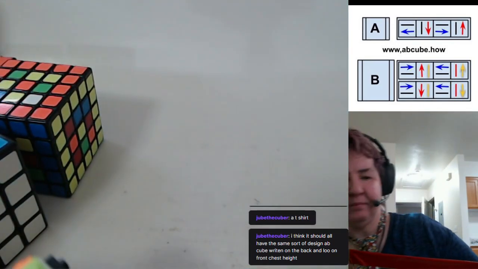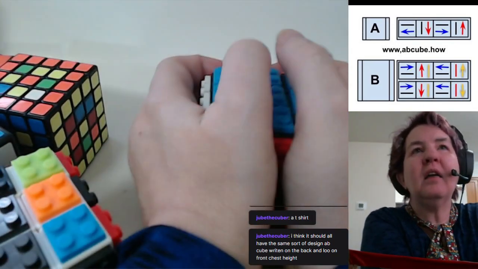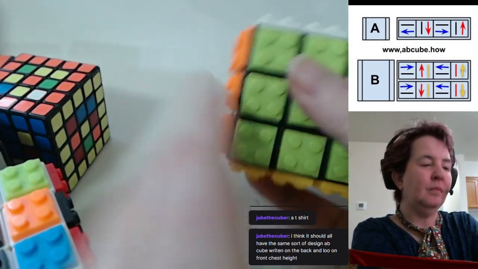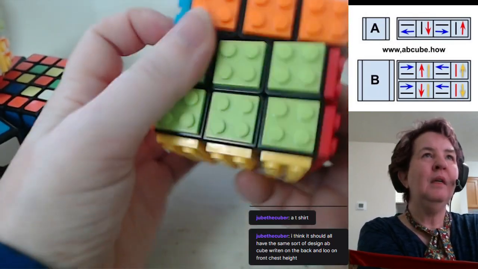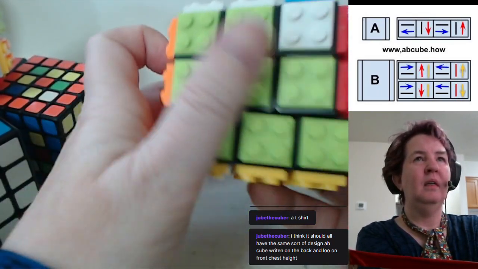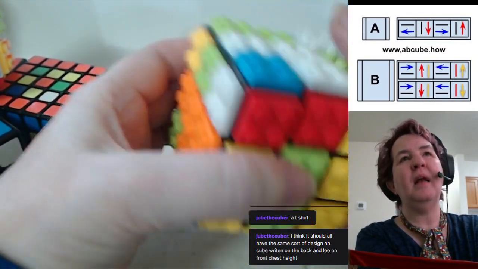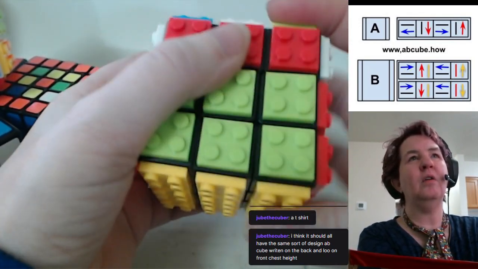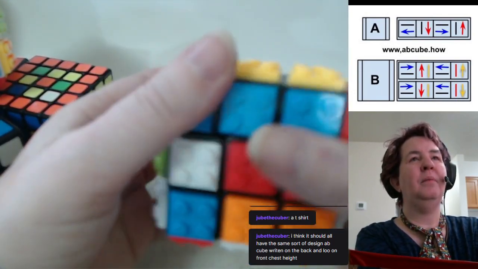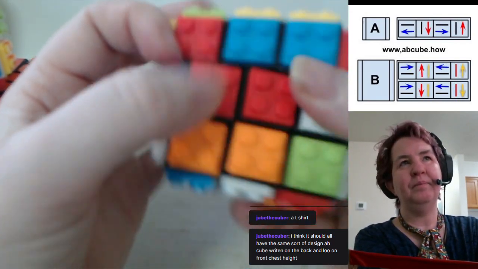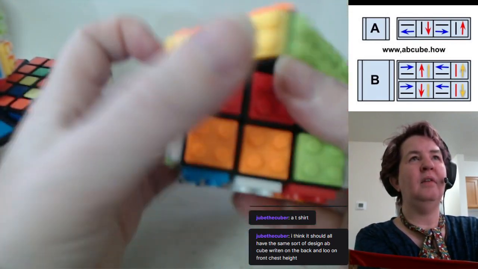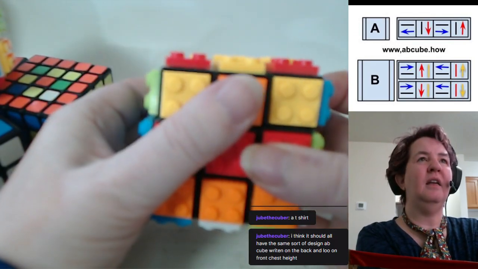Evidently, in talking about it, I messed up what I was doing. So let's try this again. Up, up, down, down, slide the top. Oh, I forgot to slide the top on my second four corners. Slide the top. Up, over, up. That's what I did wrong. I forgot to slide the top. Down, up, up, down, down, slide.